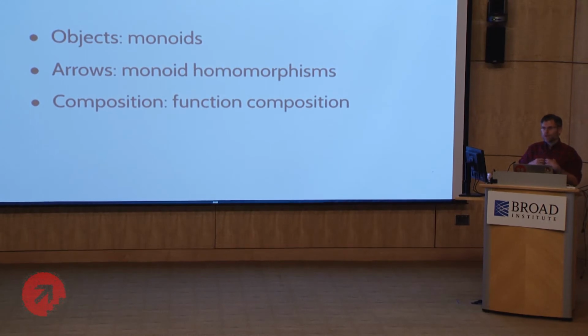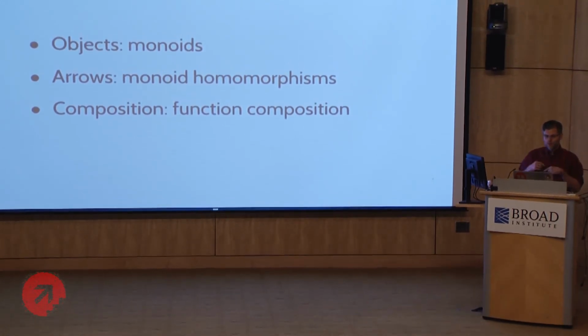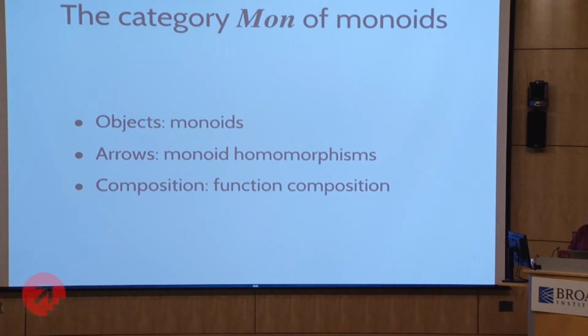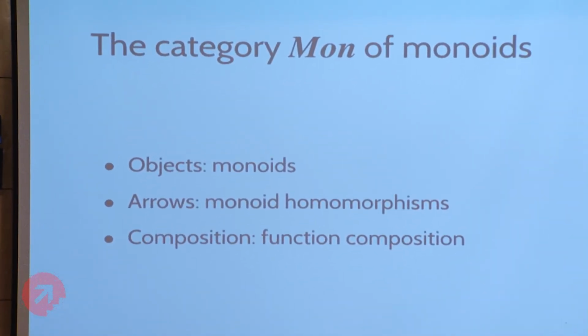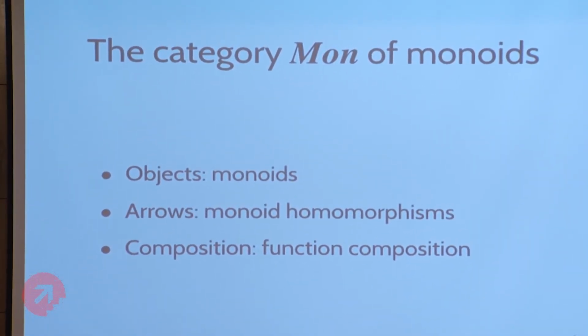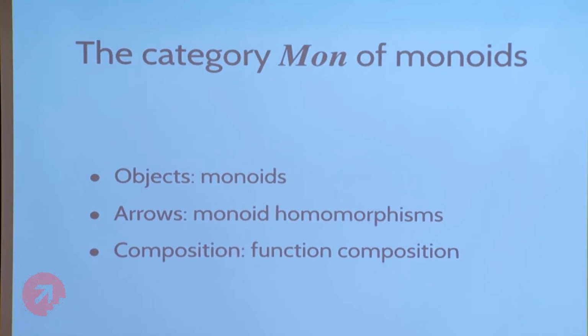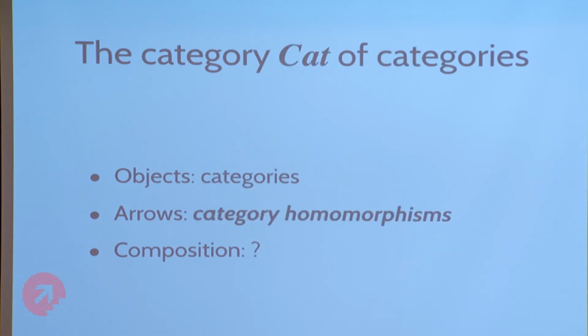Okay, so not only is every monoid a category with one object, but you also have a category of monoids, where the objects are monoids, the arrows are these monoid homomorphisms, and the composition is just function composition. And two monoid homomorphisms composed are also going to be a homomorphism. So we're going to preserve this monoid structure. But since monoids are categories, the category of monoids is a category of categories.